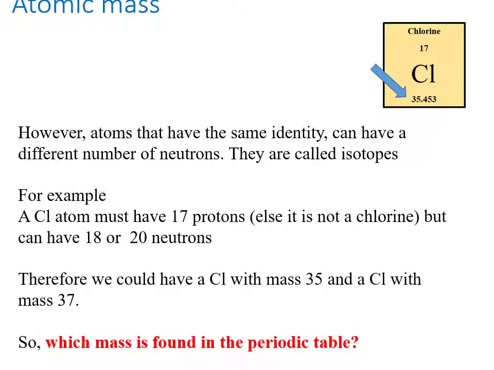The mass that we see there does not reflect any of the case scenarios that we see here for chlorine. So you have a chlorine with the mass 35 and a chlorine with the mass 37, because they can have either 18 or 20 neutrons, but you don't see either number. You don't see an average between the two. So what is the number that is found in the periodic table?